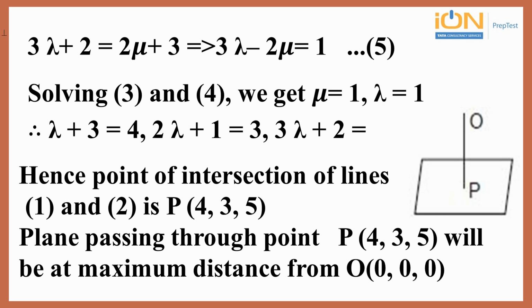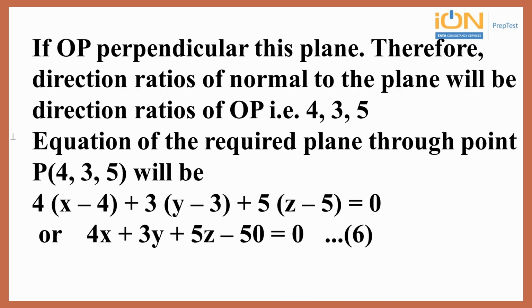From solving for lambda and mu, we get mu equal to 1 and lambda equal to 1. Now these values, mu equal to 1 and lambda equal to 1, are consistent with the third equation also, which is obtained by equating 3 lambda plus 2 equal to 2 mu plus 3. Therefore the point of intersection is P, that is (4, 3, 5). The plane passing through this point P will be at maximum distance from origin if OP is perpendicular to the plane. Therefore, the drs of the line OP shall become the drs of the normal to the plane.